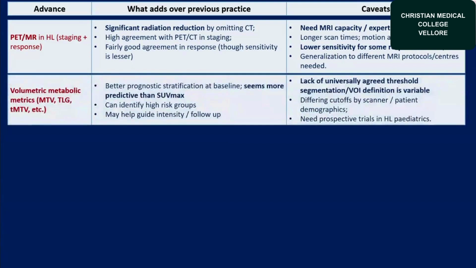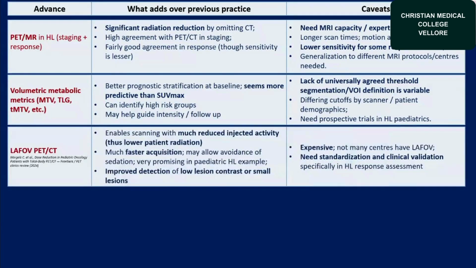Coming to volumetric metabolic parameters like MTV and TLG, like I mentioned, they are definitely better for prognostic stratification. But the drawback is the lack of universally agreed threshold segmentation or definitions. Because of these differing cutoffs, it may still need prospective trials for further validation.